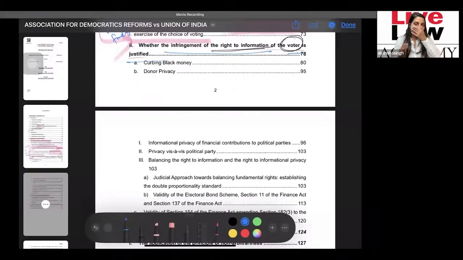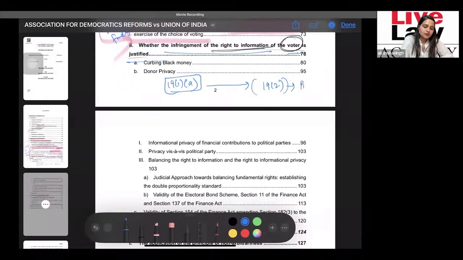So what has happened here is that the court has first read 19(1)(a). They established 19(1)(a), and then they say that 19(1)(a) can be restricted by 19(2), the restrictions that are given under 19(2). And 19(2) lays down certain restrictions which include public order. That is why you see all these headings that are mentioned. First, curbing black money, that is the idea of right to information.